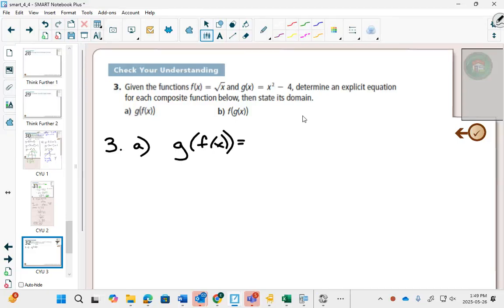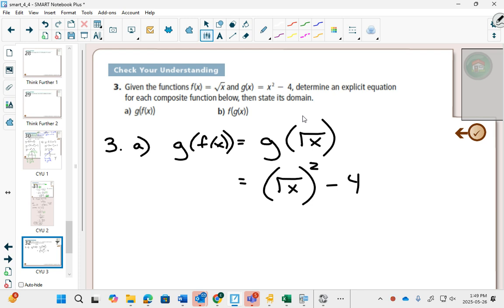I'm going to write an explicit equation for this one, and this one has some fun stuff going on. So I get f of x, which is the square root of x, and then plug the square root of x into g of x, and g of x is whatever you plug in gets squared and then minus 4. What is the square root of x squared? x minus 4.